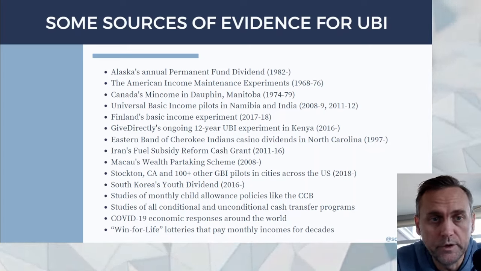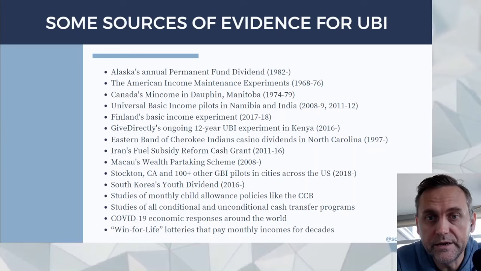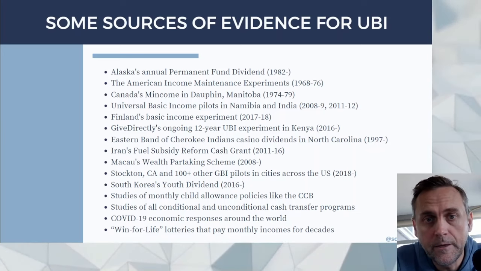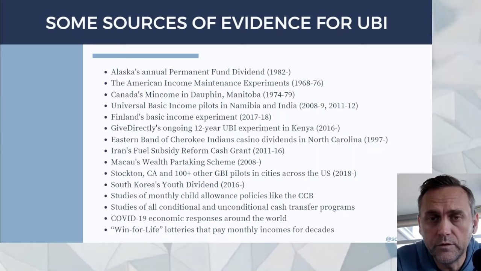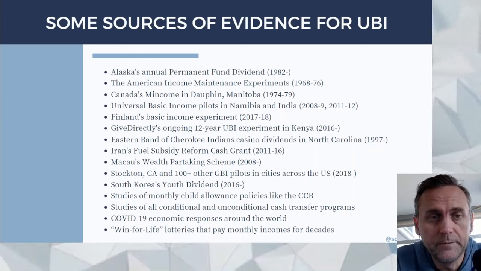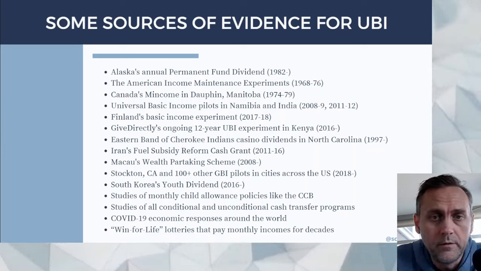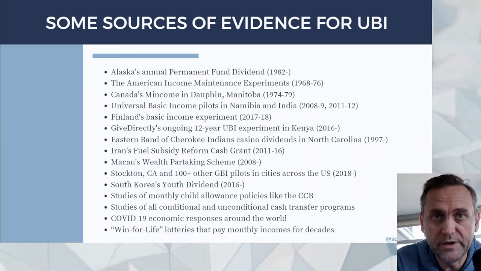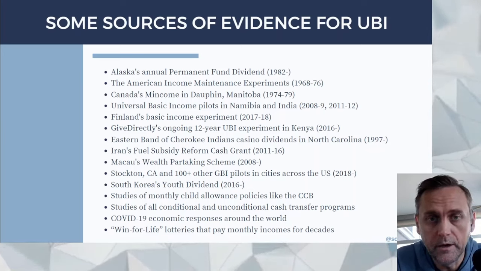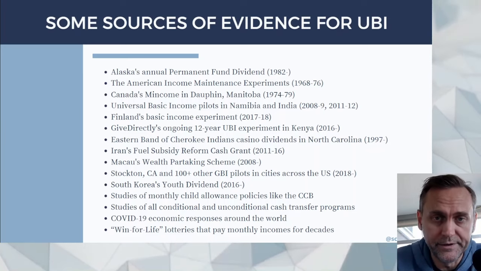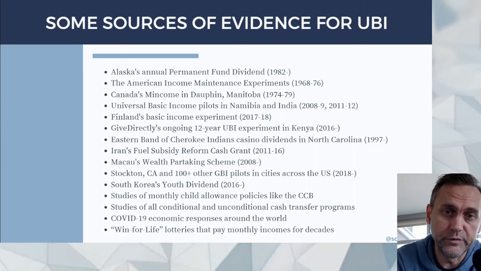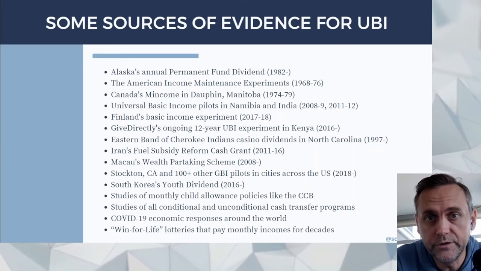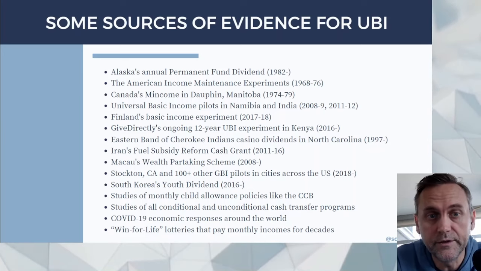Then there were universal basic income pilots in Namibia and India. Namibia's pilot went from 2008 to 2009, and India's went from 2011 to 2012. Those were both fully universal pilots where in Namibia, the entire village got it. It was around 1,000 people. And in India, this was thousands of people across multiple villages, and in each village, everyone got the basic income.